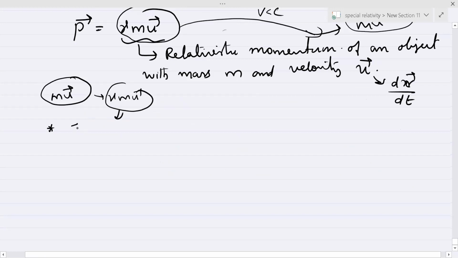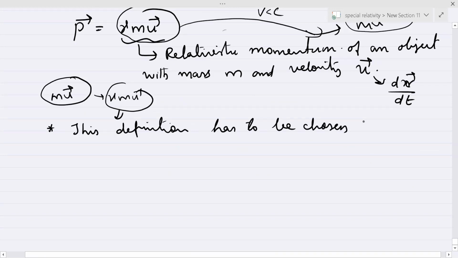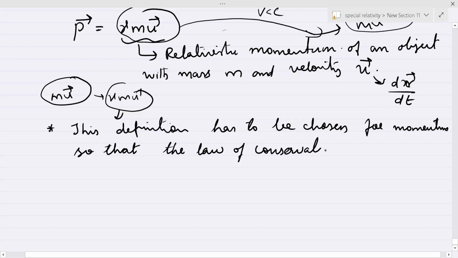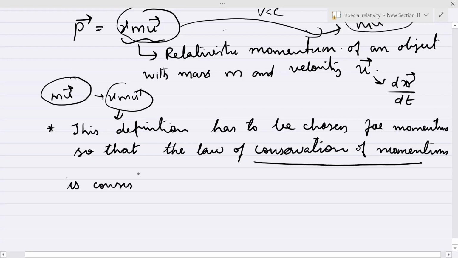We see that this definition has to be chosen. You can look at some textbooks, there are elaborate arguments. This definition has to be chosen for momentum so that the law of conservation of momentum is consistent with the principle of relativity.